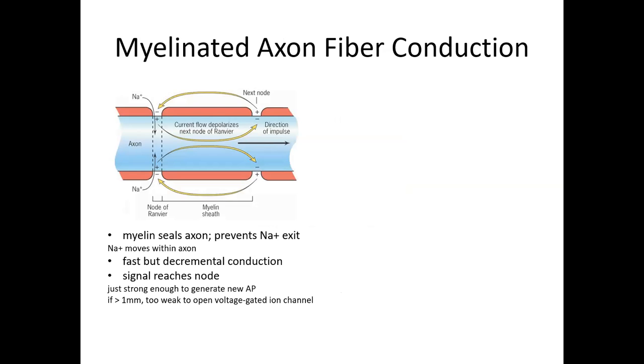So that myelin is sealing the axon, preventing sodium from entering. So sodium is moving within the axon, traveling away decrementally. When it reaches the next node about 1 millimeter away, slightly under 1 millimeter away, it's just strong enough to generate a new action potential. Now, if that node is more than 1 millimeter away, then that sodium is too weak to open that ion channel. It's not going to happen.